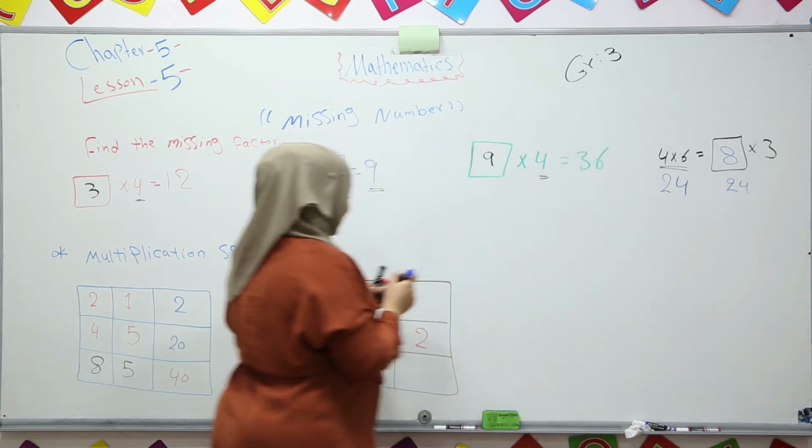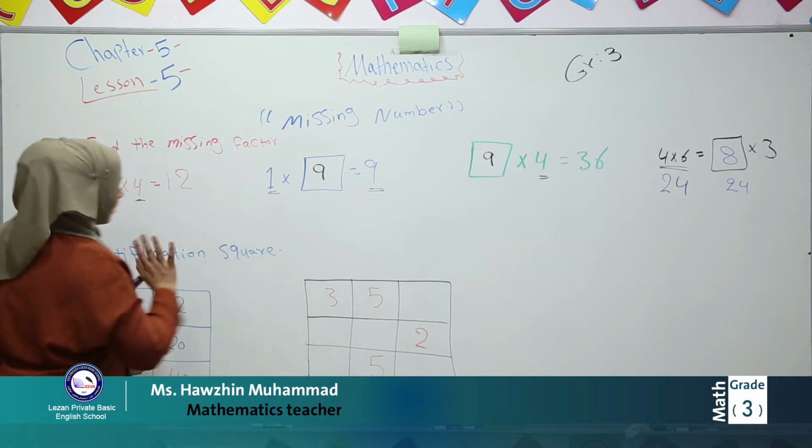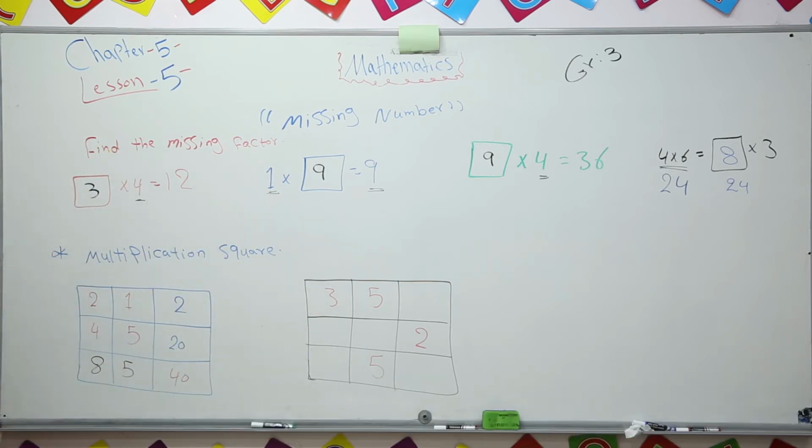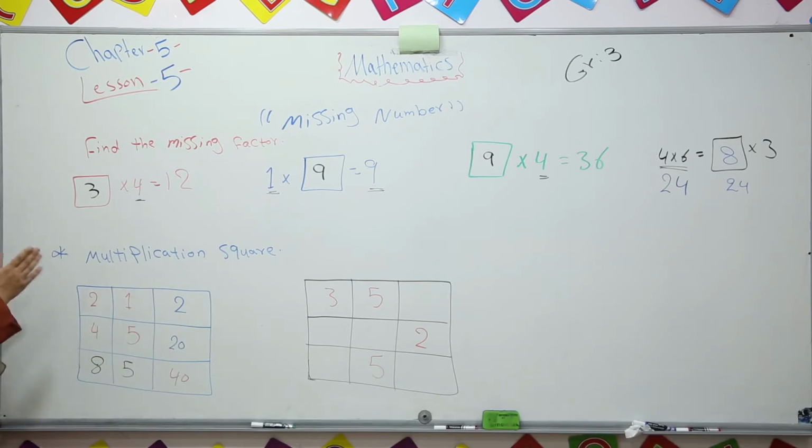Okay? Now look at here. We have another type of question, multiplication square. This square is solved. We should use it to solve this one, okay? But let us first understand it. Look at here, what we have. We have this multiplication square. We can solve it by rows and by columns, okay?